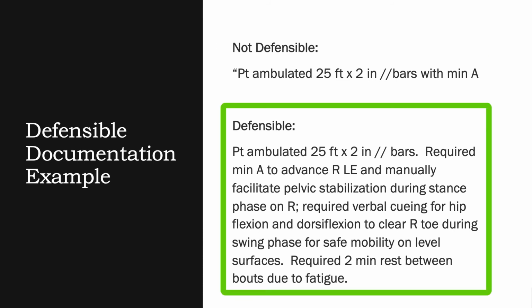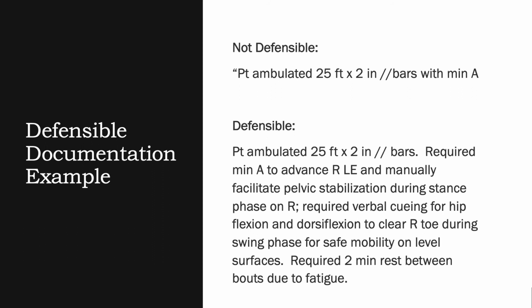So it states basically that they ambulated, but then they required Min Assist for specific reasons: advancing the right lower extremity, manually facilitating pelvic stabilization during the stance phase. Then it talks about cueing, and not just that cueing was performed, but the specific cues that were required to make that ambulation effective. And then also talking about rest breaks required, and that will provide some rationale for the length of treatment and for the need for more treatment because they're fatigued and they don't have good endurance. So this is a good defensible note on gait training.